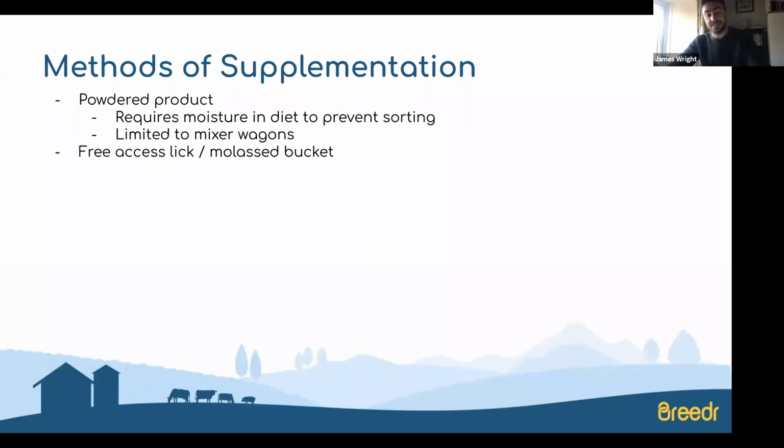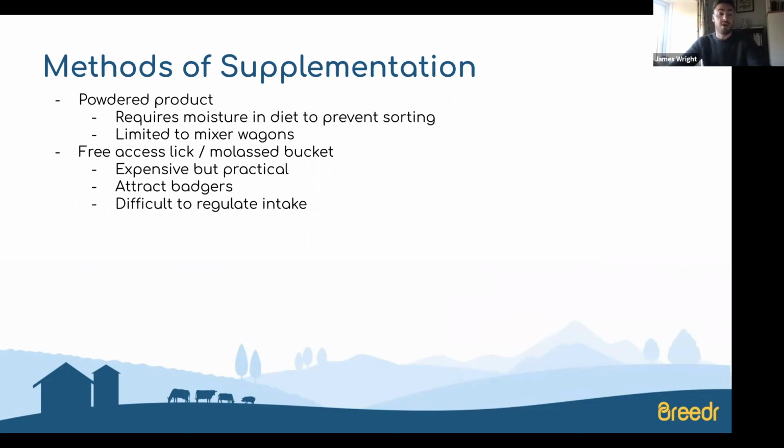Free access licks and buckets, relatively expensive, I always found, but they are practical. You buy them, just whip the lid off and chuck them out, nice and easy. The problem with that is if you're in an outdoor system, they can attract badgers. So if you're in a TB sensitive zone, that might be an issue unless you can put them on a stand. And I always found on farm that they're really difficult to regulate the intake.